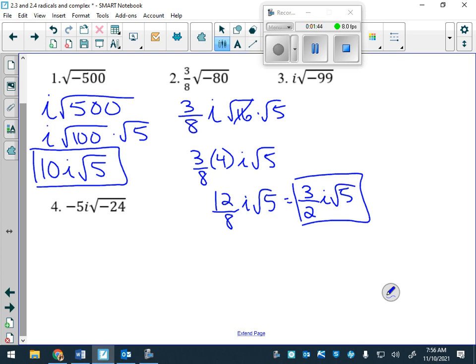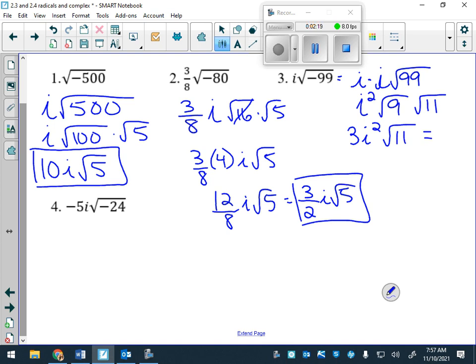All right. Now looking at 3. i is already on the outside. But what else is going to happen? Another i is going to come out. So we have i, take out another i, then we have 99. Okay. i times i is what? Okay, we'll get to that in 1 second. What are two factors of 99? 9 and 11. What's the square root of 9?